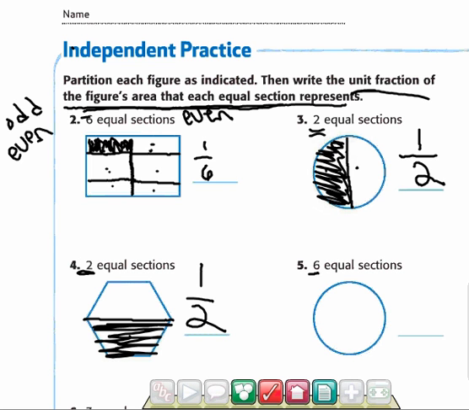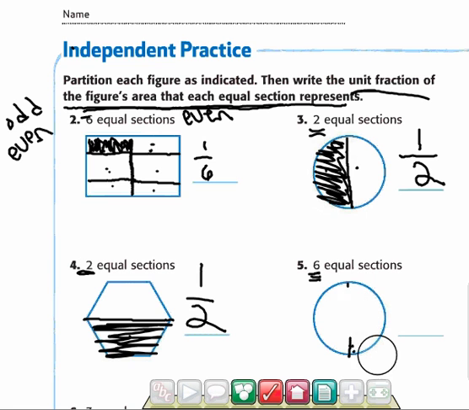All right? Again, we see 6 equal sections and we see 6 is an even number. So the first thing I want to do is go ahead and cut it straight down the middle. Now circles are interesting, and here's the reason why. If I try to go like this, am I going to have equal sections there? No, I am not. This section is not as big as this section.